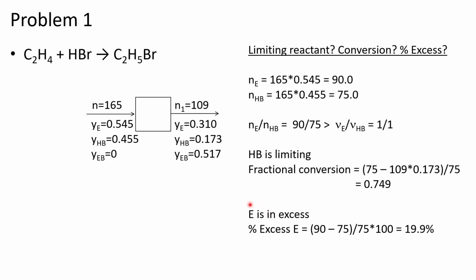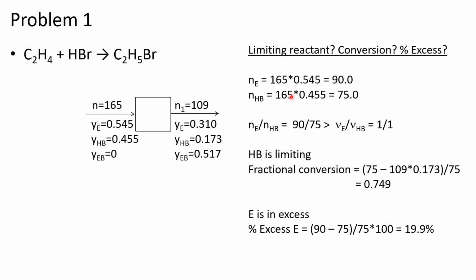We know the ethylene is in excess. To determine the percent excess, we'll take the amount of ethylene that was fed, which is 90, and subtract off the amount of ethylene that would react stoichiometrically with all the limiting reactant, all the hydrogen bromide. And divide that by the amount of ethylene that would react stoichiometrically with the hydrogen bromide. These two numbers are the same.